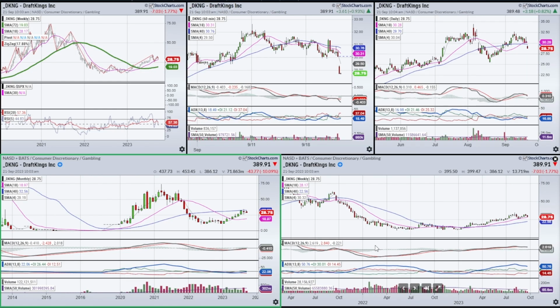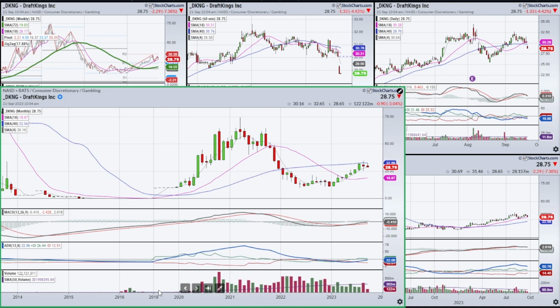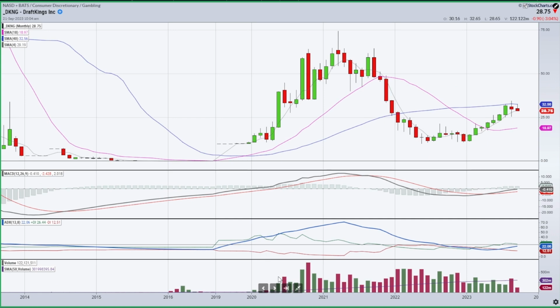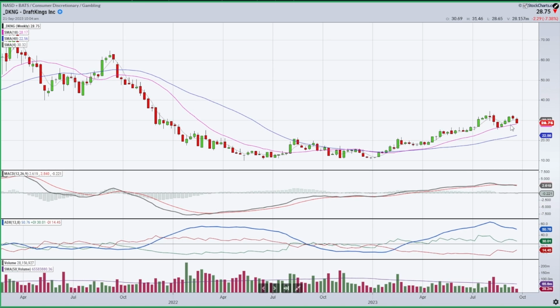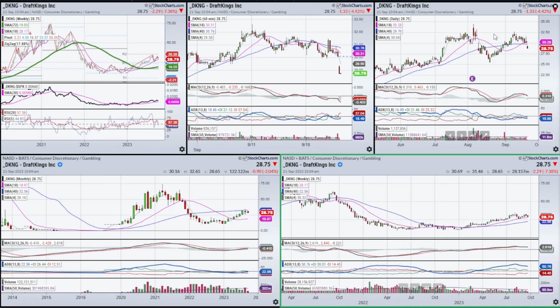Let's look at DKNG. So I actually like the way this is setting up, but it just hit the 40-month moving average and it's starting to pull back. So let's look for this and see how this handles this area. Maybe it goes sideways for a little bit. A break of the 18-week means there's nothing to look for on the daily for an entry or anything like that.